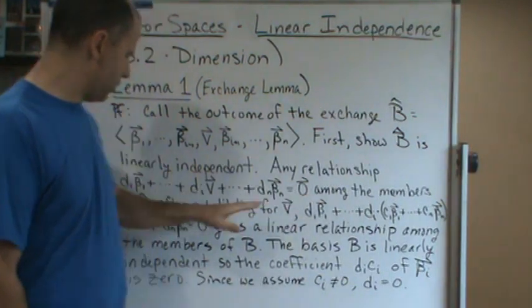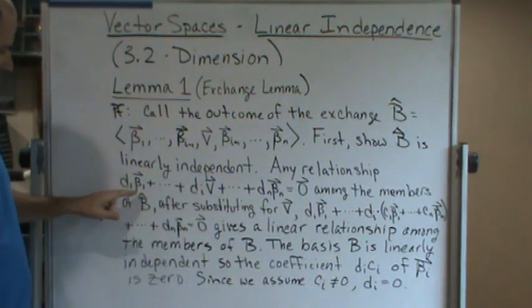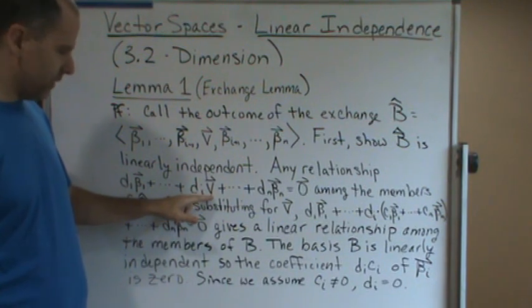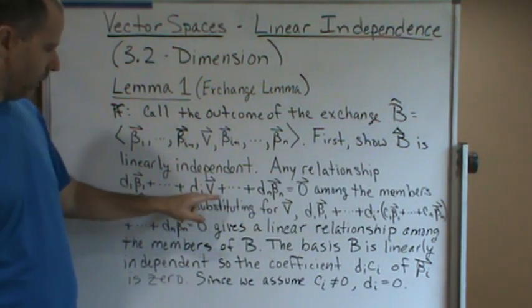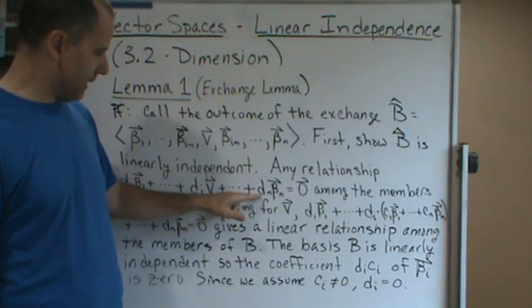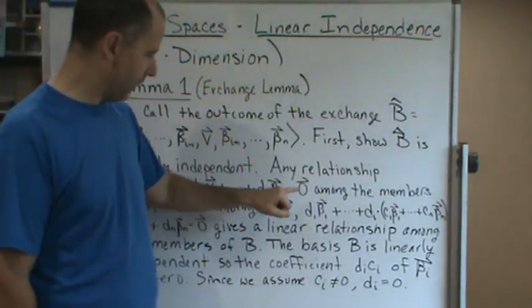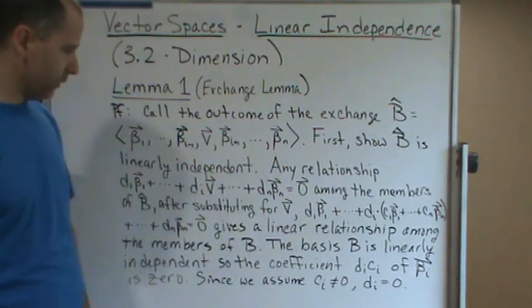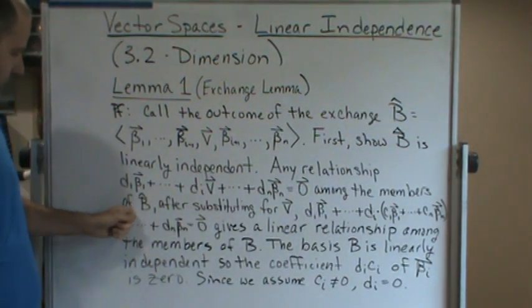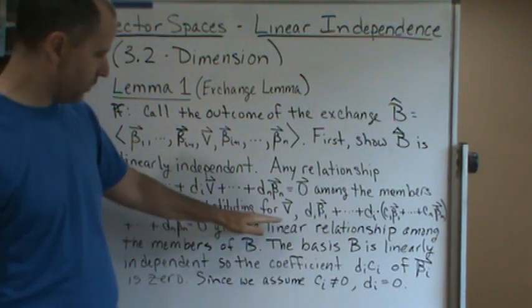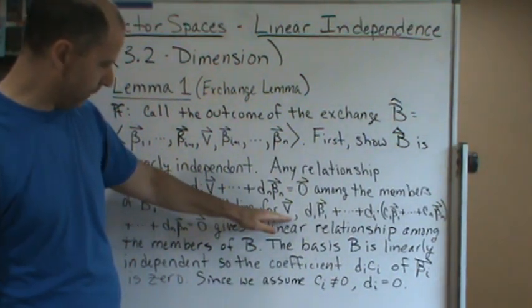So any relationship d1 beta sub 1 all the way to d sub I v, all the way to d sub n times beta sub n equals the zero vector among the members of beta hat after substituting for v.